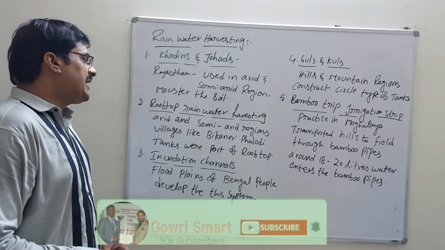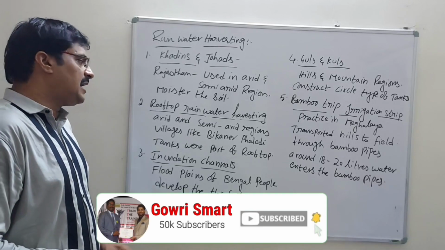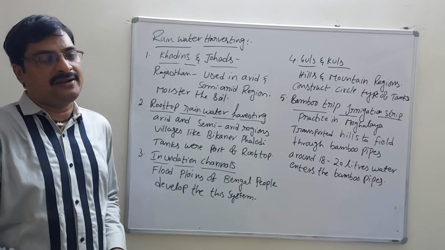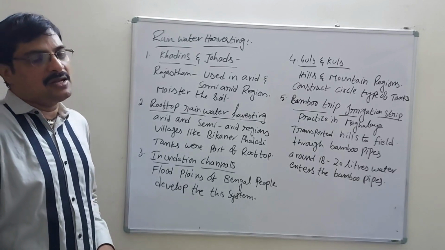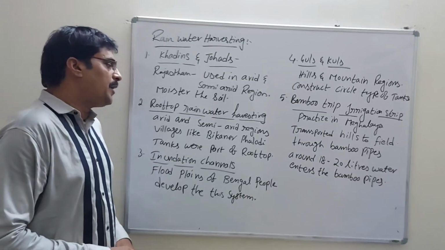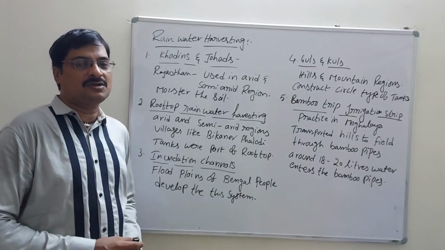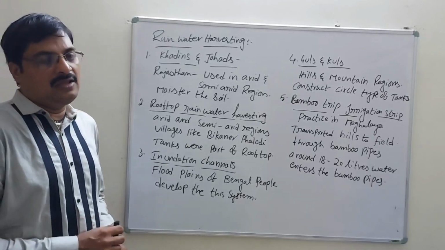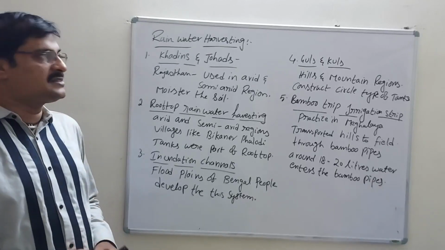And the second one is rooftop rainwater harvesting. It is also practiced in arid and semi-arid regions only. In some villages in Rajasthan, like Bikaner and Phalodi, constructing tanks is one of the things they use in rooftop water harvesting.